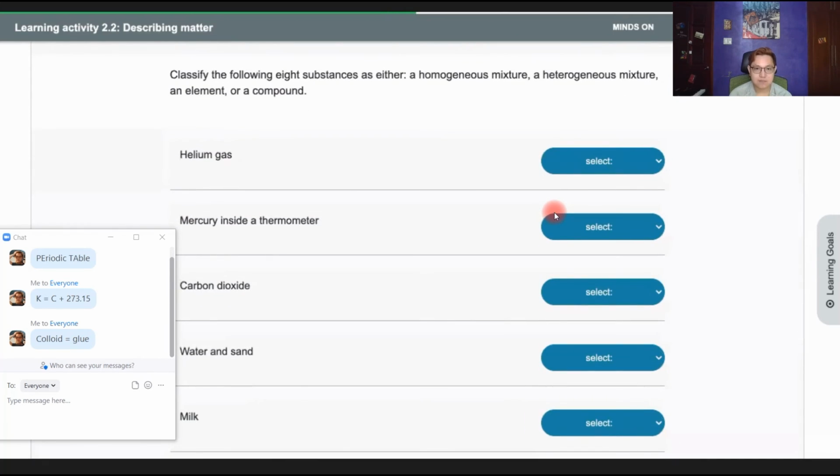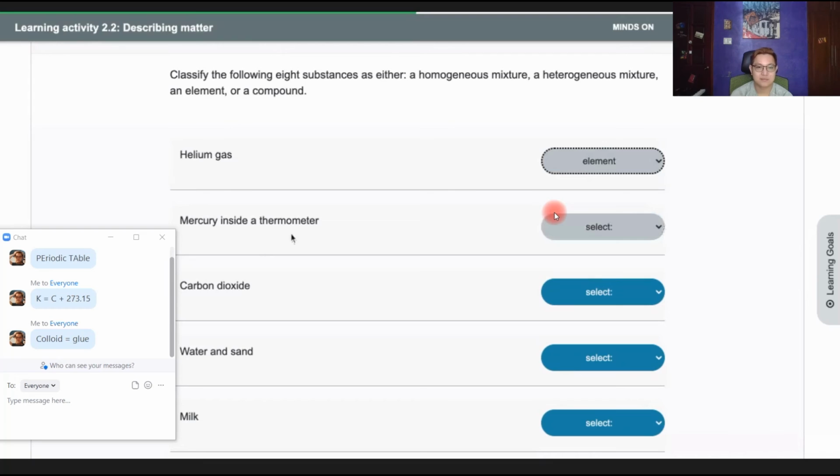Classify the following eight substances as either a homogeneous mixture or a heterogeneous mixture, an element or a compound. Helium gas. Just helium itself, right? So what is that then? I think it's an element.